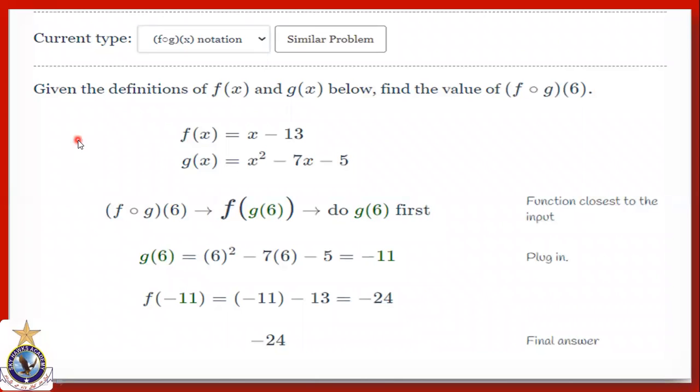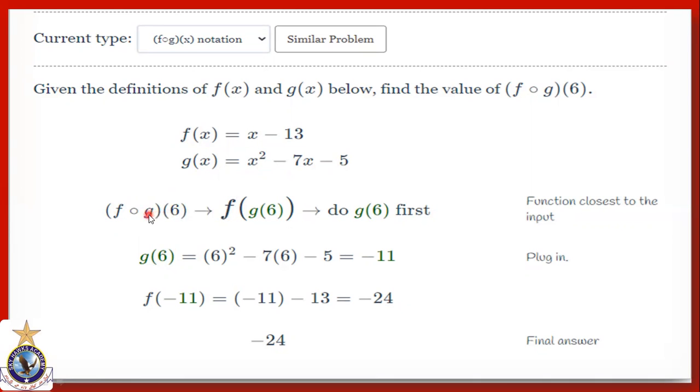Look at this. This is exactly taken from Delta Math. The problem was, given the definitions of f of x and g of x below, find the value of f of g at x. So first, f of x is given as x minus 13, and g of x is defined as x square minus 7x minus 5. So here we need f of g at 6.